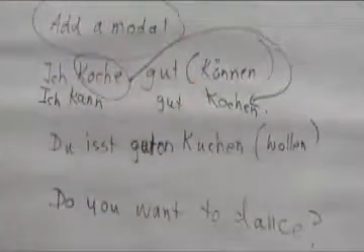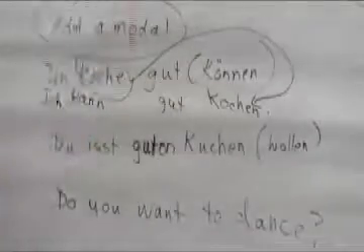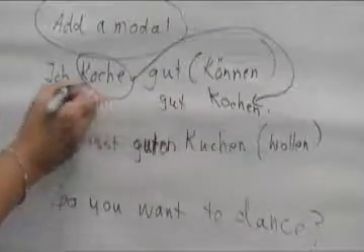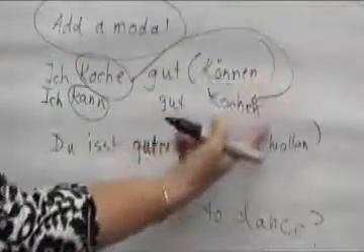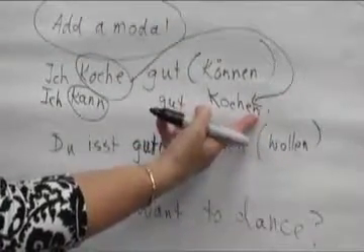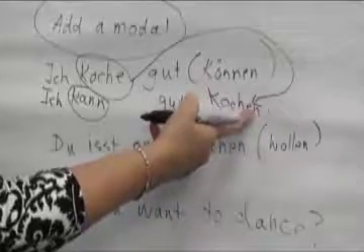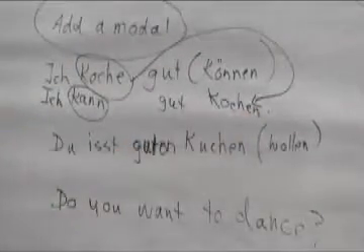In this case, it's gut. Ich kann gut kochen. So the modal gets conjugated, whereas the original conjugated verb gets kicked all the way to the back of the sentence, and it must go back to its infinitive form and end in en.